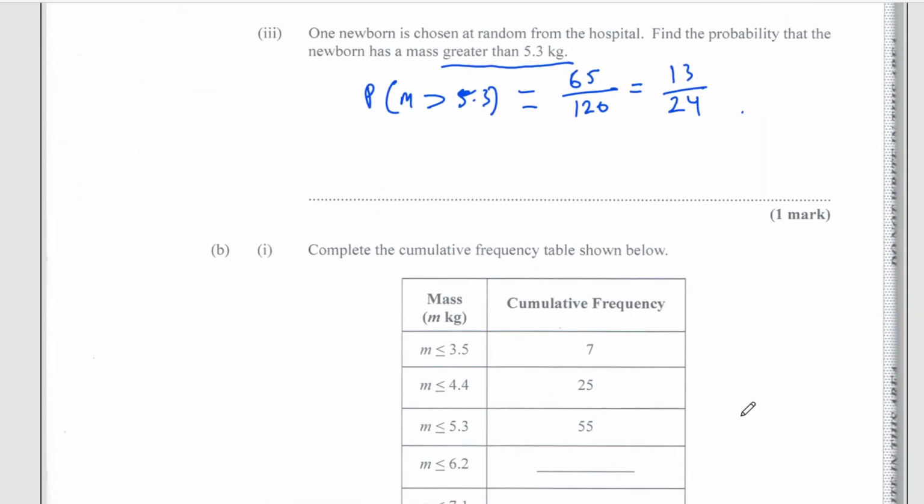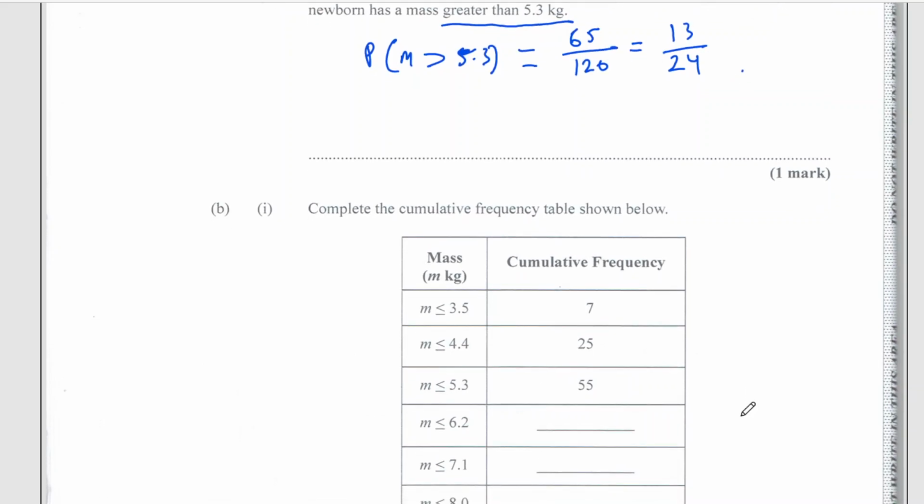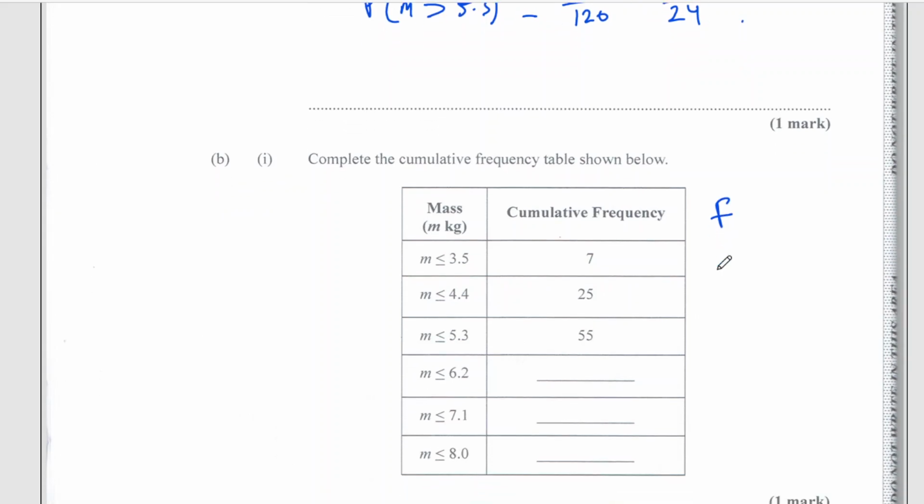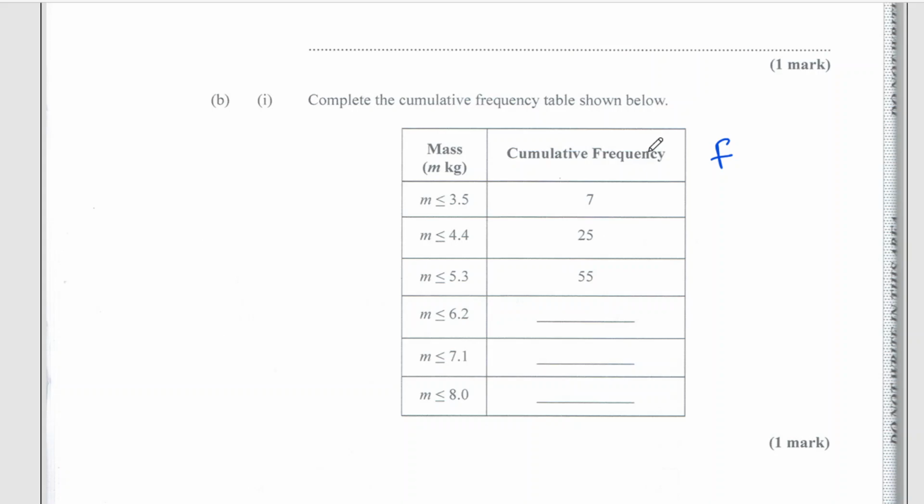Part B, complete the cumulative frequency table shown below. So let me just write the frequency next to it from the table. The frequency, this is from the table above, I'm just filling it in here: 7, 18, 30, 29, 28, and 8. Cumulative frequency is a running total of the frequency, which means we add the number and what came before.